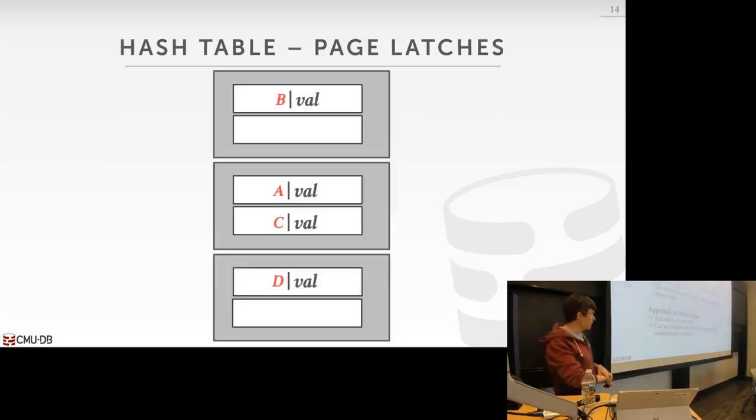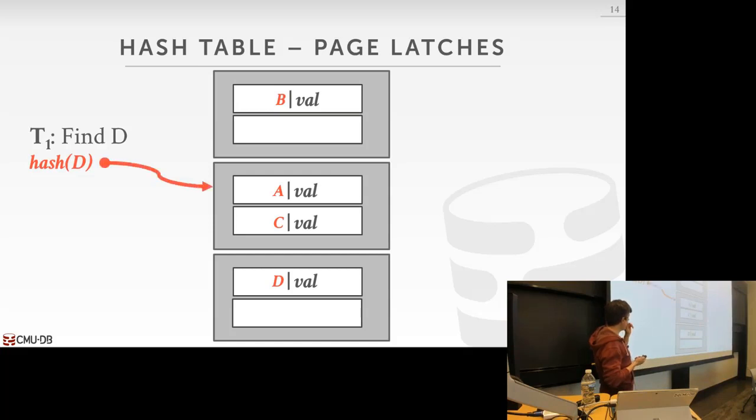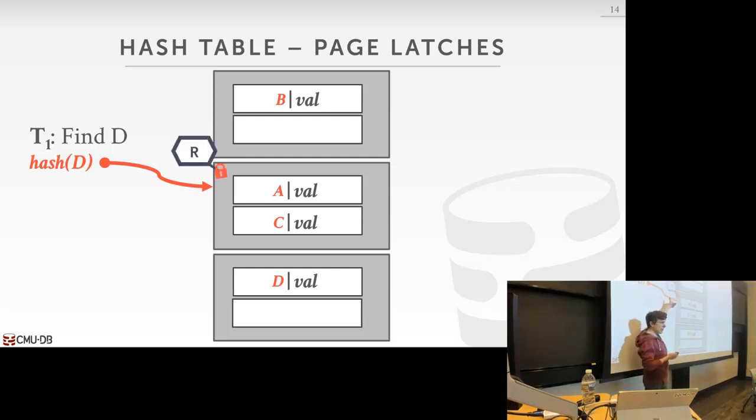So let's look at some high-level examples. The first one would be page latches. Say we have a simple three-page table that has 2 slots per page. The first thread wants to find D, and say D hashes to this slot. Before I can look inside it to see whether the thing I want is there, I first have to get the read latch on it. And once I have that, now my cursor can start looking at it.